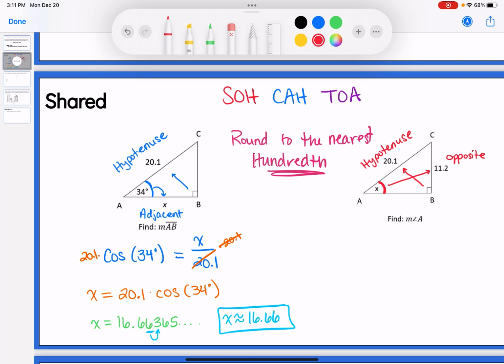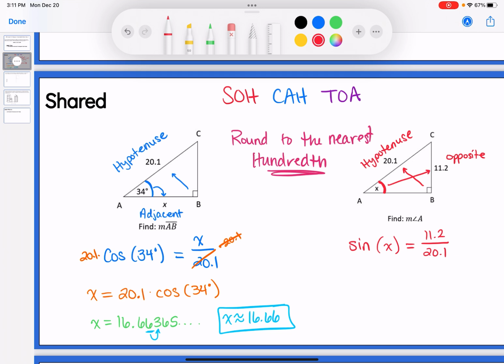Since I have the opposite and the hypotenuse, that's when I want to use sine. So, SOH, right? Sine is opposite over hypotenuse. So I would say the sine of angle X equals opposite, which is 11.2, over hypotenuse, which was 20.1. Now, many of you would want to reduce that fraction, 11.2 over 20.1, but just don't do it.